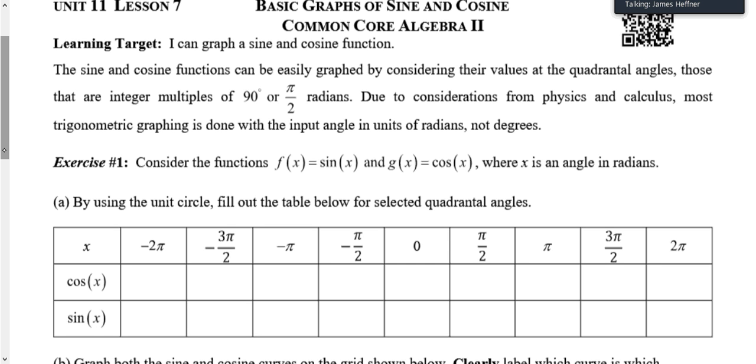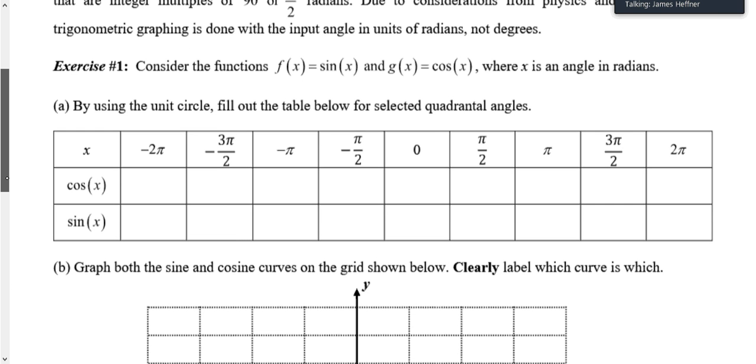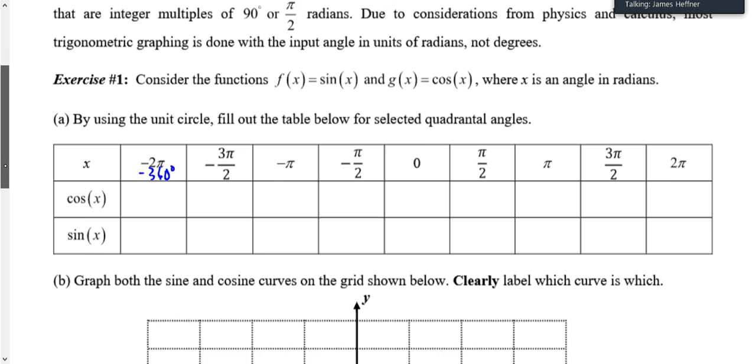So let's fill out this chart. Now these are in radians, and if you're going to try and do this on your calculator, you will have to switch to radian mode, okay? So let's think about the cosine of negative 2 pi. Wasn't that just negative 360 degrees, right? Which is equivalent to 0. You guys remember the cosine of 0?